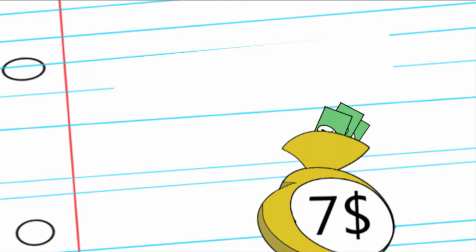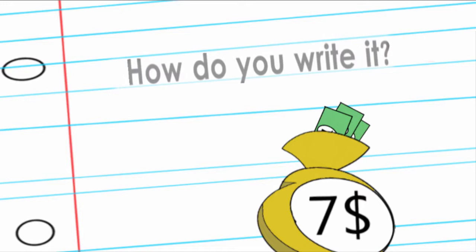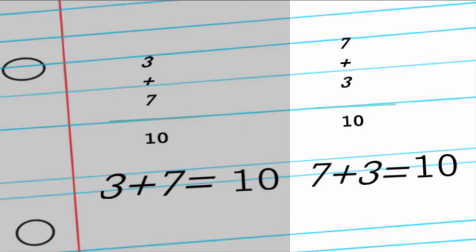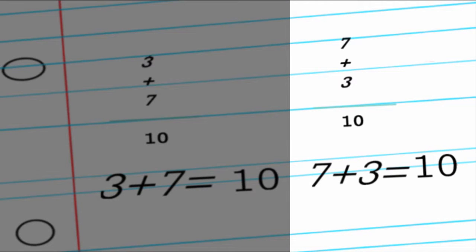But before we take a look at more examples, let's think about how we write a problem. As you're gonna see, it does not matter if your example or an addition problem is horizontal or vertical. What also doesn't matter is which number comes first. As you see here, I can write 3 plus 7 in either way, or I can write 7 plus 3. Regardless, you're gonna get the same answer each time.